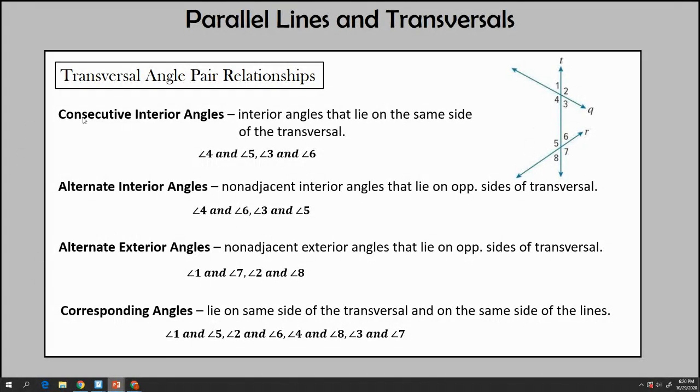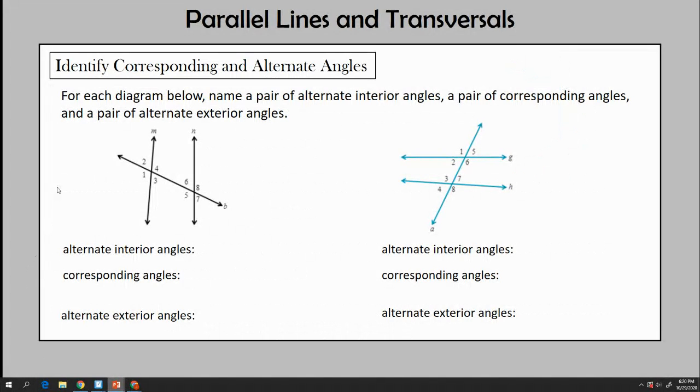So consecutive interiors, alternate exteriors, corresponding angles. We have to know all of that. We have to be able to identify it. So in this diagram, name a pair of alternate interiors, a pair of corresponding, and a pair of alternate exteriors. There are several choices.